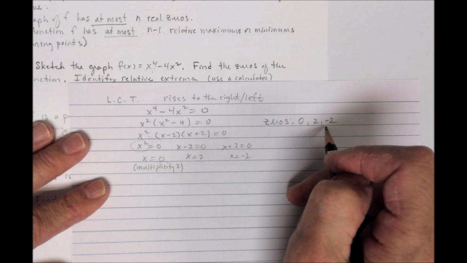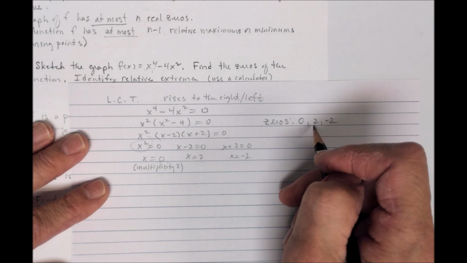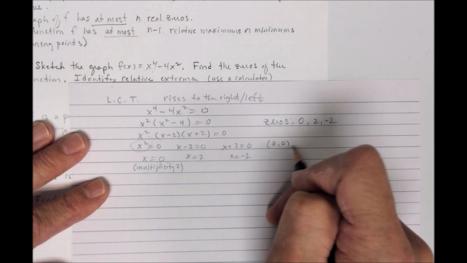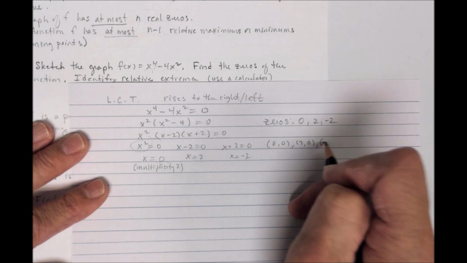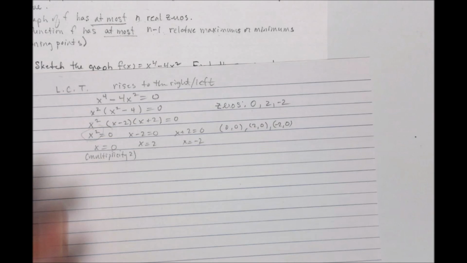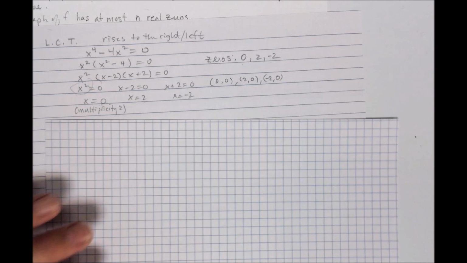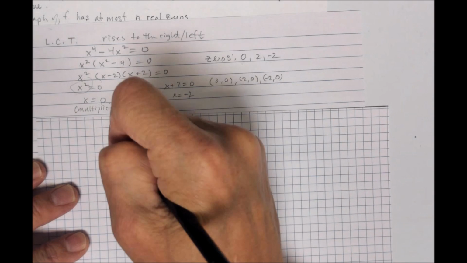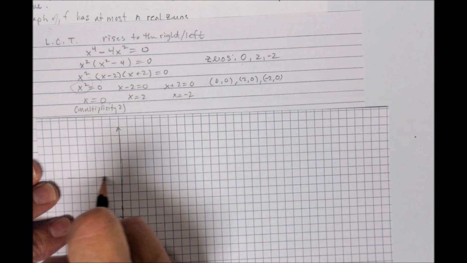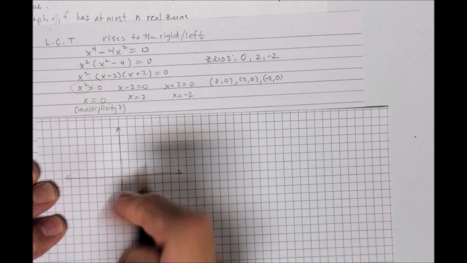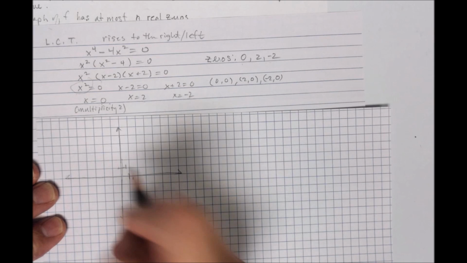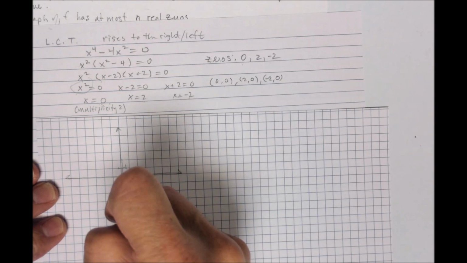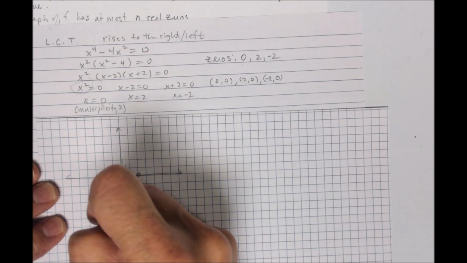But this also helps me because these are the x values of my x-intercepts. I have x-intercepts (0, 0), (2, 0), and (negative 2, 0). So look what I'm going to do here. I'm going to get my graphing paper over here. I'm going to make a set of axes, hopefully big enough. Set my scale. And I'm going to graph these 3 points: (0, 0), (2, 0), and (negative 2, 0).